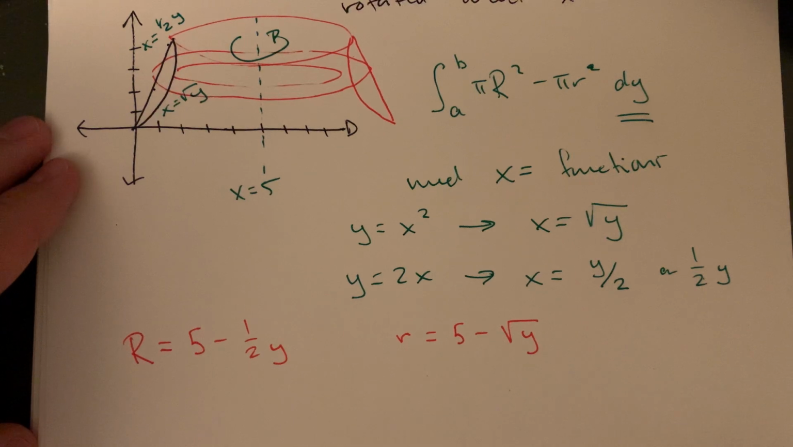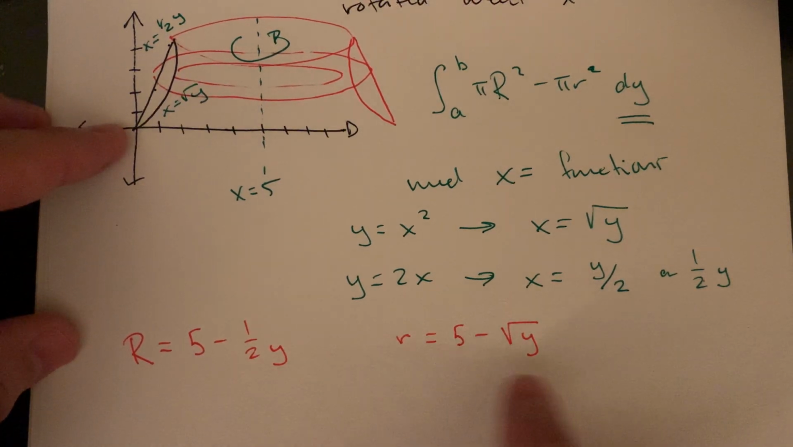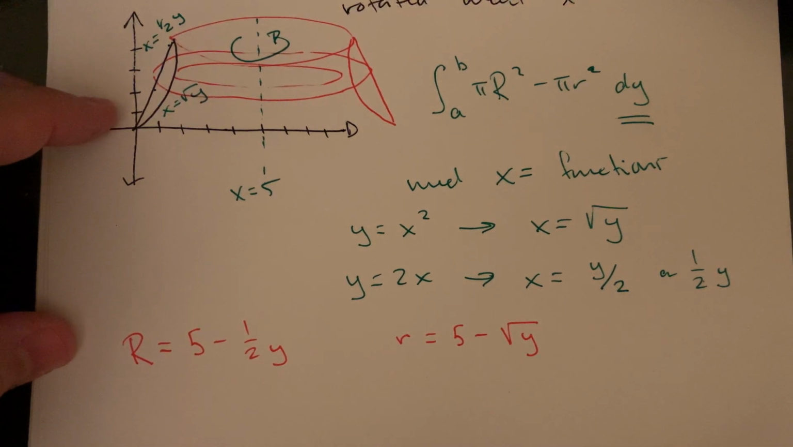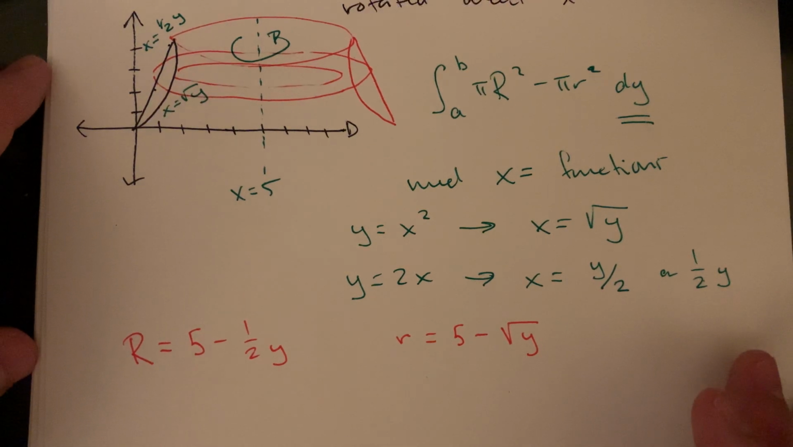Again, if you pick individual values, everything should sync up. If your y value is 0, you're going to get positive 5 and positive 5 for both of them. If your y value is 4, 5 minus 1/2 times 4, 5 minus 2, is going to be 3. 5 minus root of 4 would also be 3. And if we picked something like 1, 5 minus 1/2, you'd have a 4.5 there, and 5 minus root of 1 is 4. All that stuff would sync up.